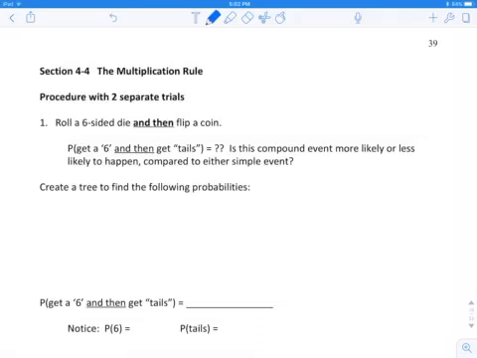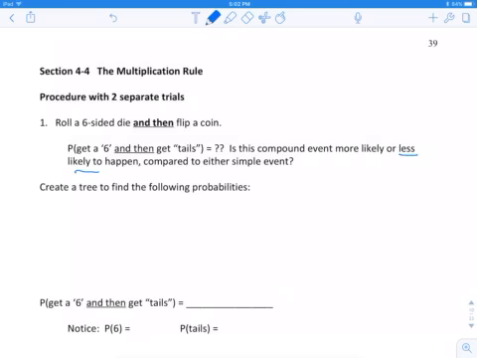Now, if you think about it for a few minutes, and you may want to pause before you hear my explanation, you can figure out that this is actually less likely to happen than just each of them individually. So if you wanted to know the probability that you roll a six-sided die and you get a 6 and then a tail, well, that's less likely than just getting a 6. You kind of have to be more lucky. You have to roll the 6 and get a tail.